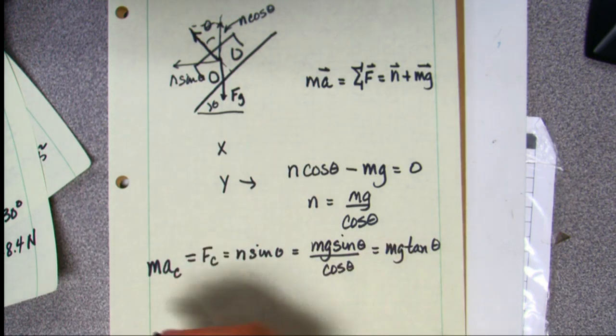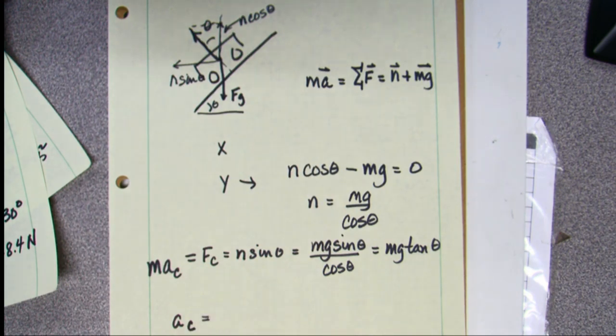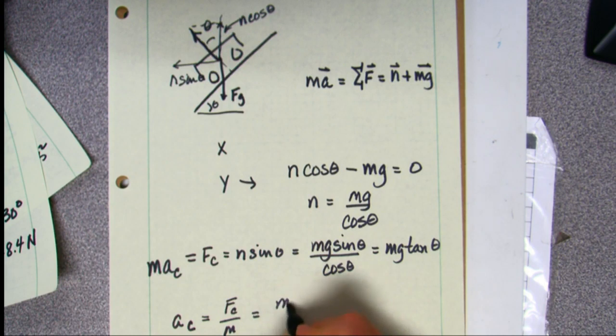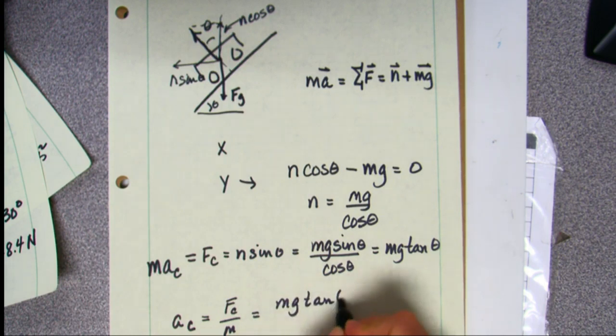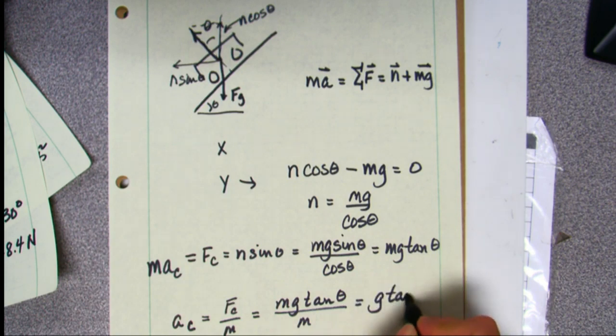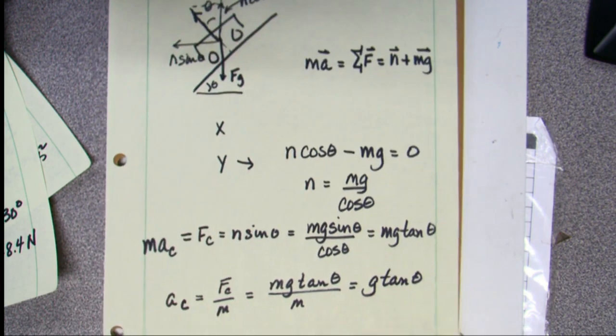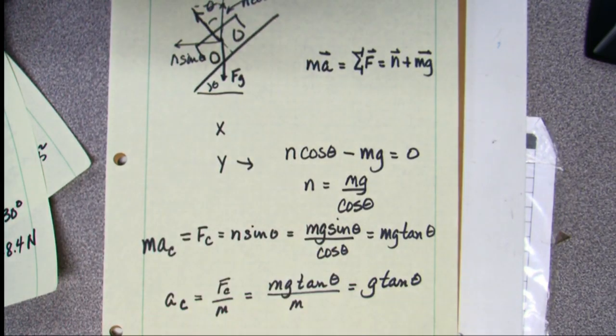So if I do that, I get rid of the mass, and a_c is equal to F_c divided by m, which is equal to mg tangent of the angle divided by m, which gives me g tangent of the angle. And depending on whatever angle I have there, we'll figure out what my centripetal acceleration is.